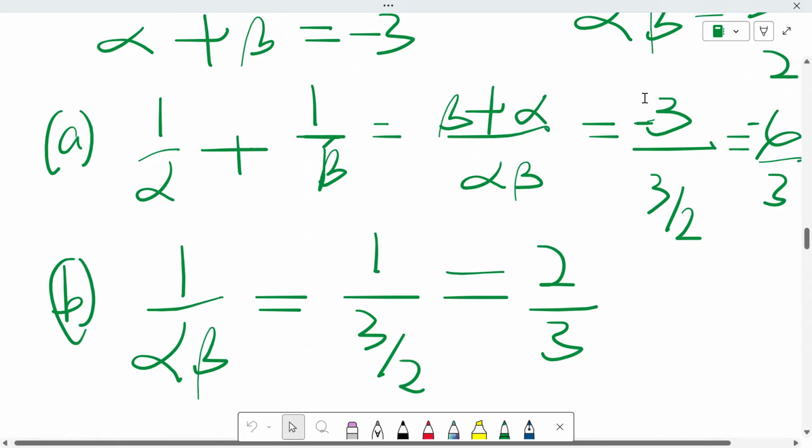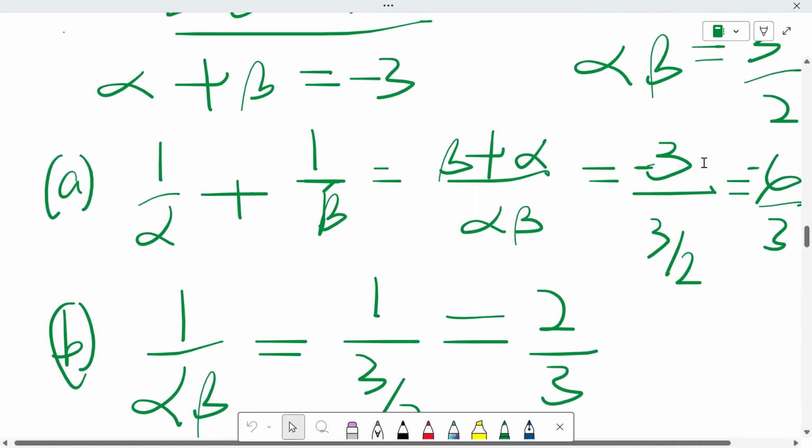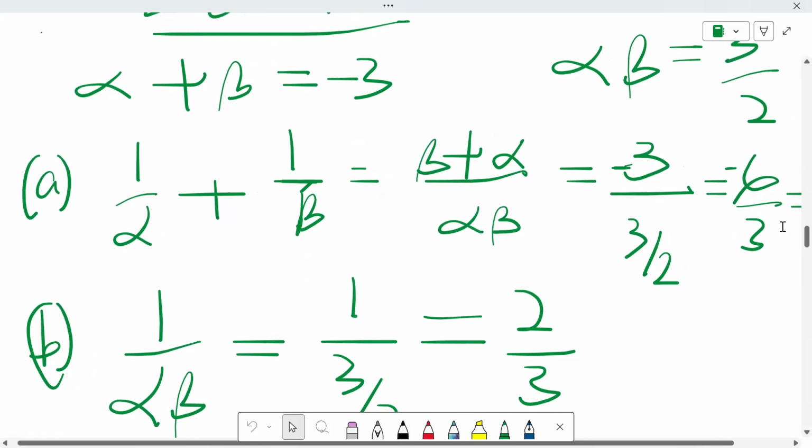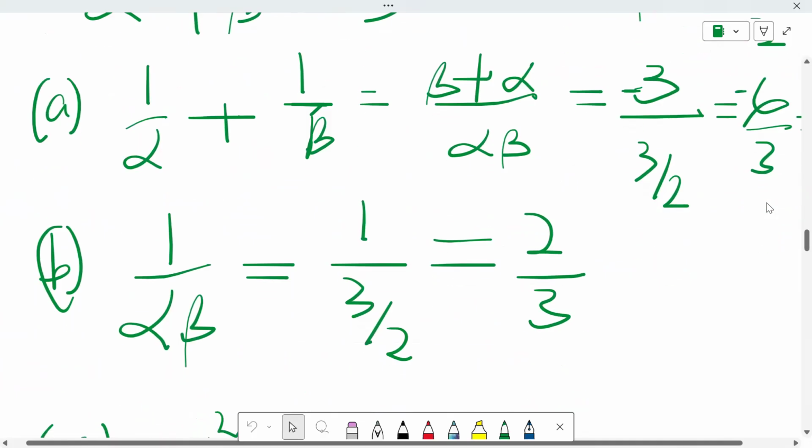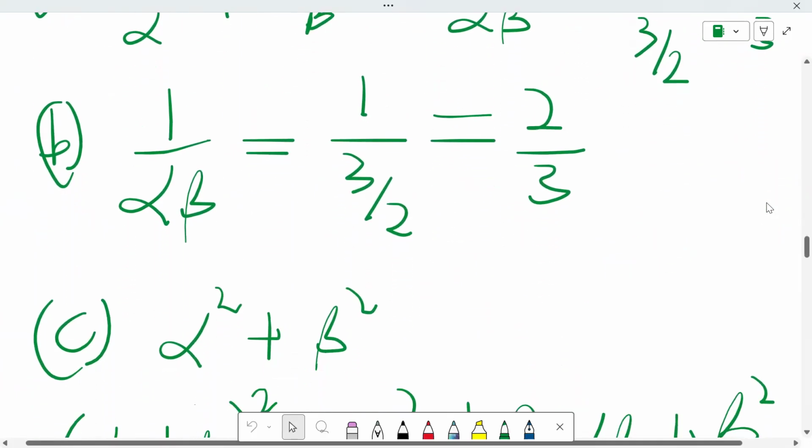And from there, we have our alpha plus beta giving us -3. So we have it on top here. Then the alpha beta gives us 3 on 2. We take our time and simplify. We multiply the numerator by 2, the denominator by 2. We shall get -6 on 3. And that finally gives us -2. Right. From there, we move on to B.